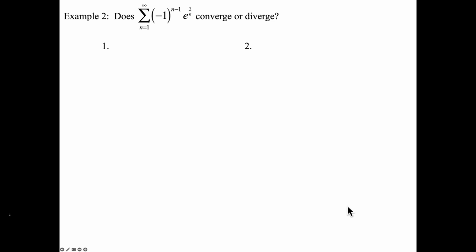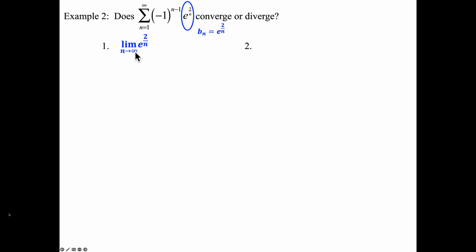Example 2. Here we have a series, n equals 1 to infinity, we have negative 1 to the n minus 1 power, we have e to the 2 over n power. Do we converge or diverge? So again, remove the negative 1 to the power. This is my b sub n. Let's take its limit.